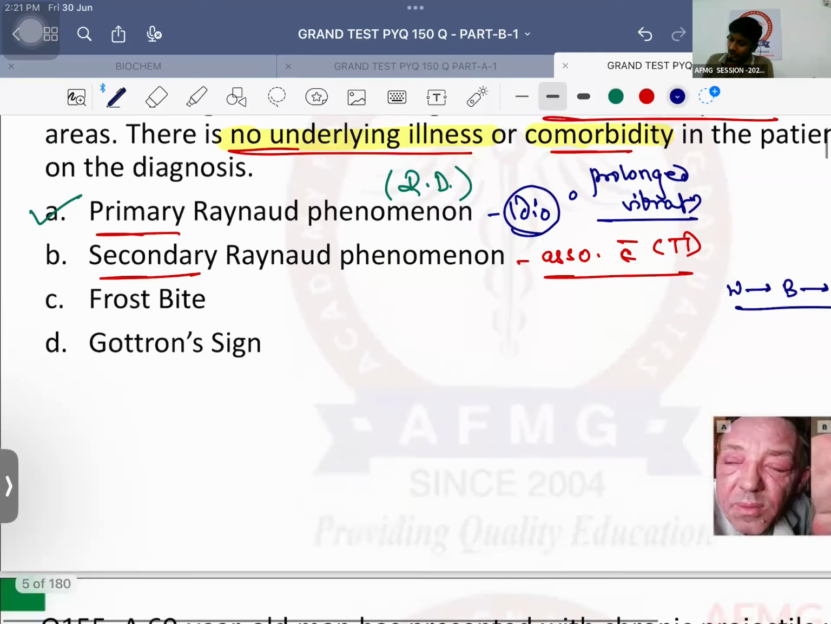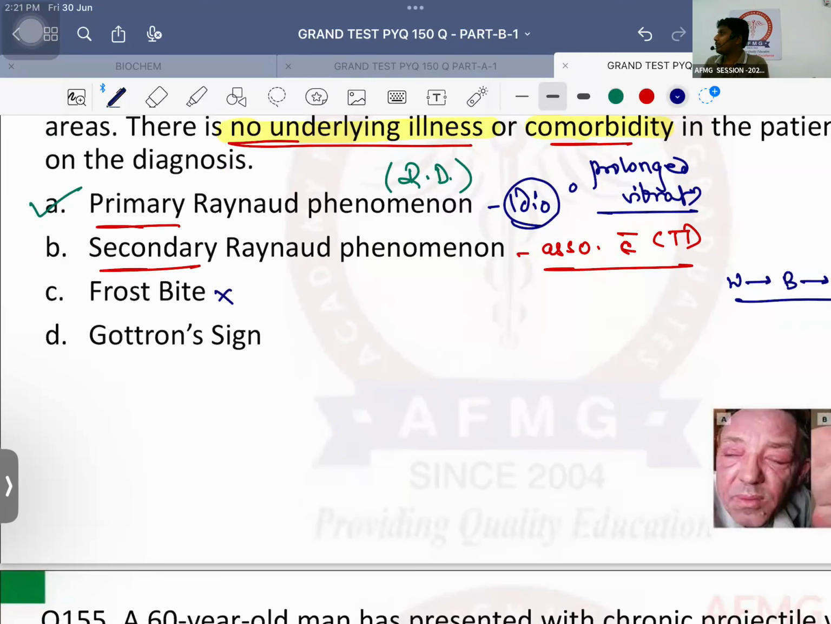No issues with this. Frostbite is usually not due to cold water exposure. It is due to freezing temperatures. When there are freezing temperatures, there is crystallization or ice crystal formation inside the tissue, due to which the blood supply is completely cut off to the peripheries and due to which there is gangrene of the peripheries. That is what is frostbite. Okay, that we know commonly.